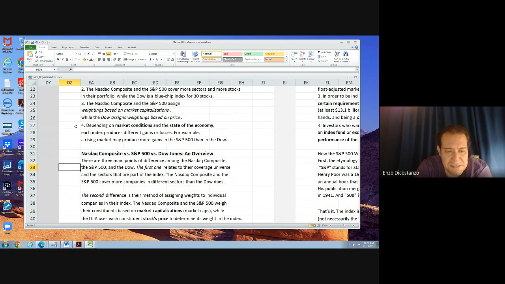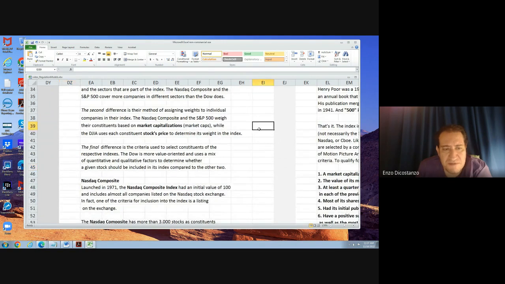The universe and sectors that are part of the indices, the Nasdaq and the S&P cover more companies than the Dow. Another difference is the method of assigning weights to individual companies in the index. The Nasdaq and the S&P weigh the constituents based on market capitalization, which I think we discussed in previous videos. It's the market price times how many shares, which is the value of the equity, not the debt, the value of the equity of the company. And the Dow Jones uses each constituent stock price to determine the weight in the index.